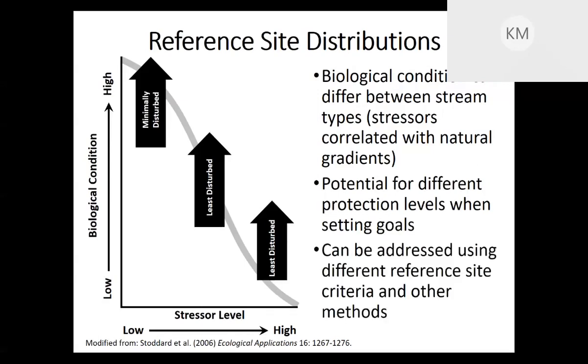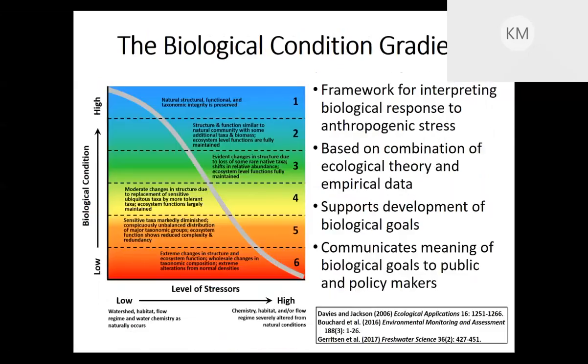There are a number of ways you can get around this, and other states have done this. You can use different criteria for your reference sites, or you can use different statistics. So rather than using the 25th percentile of your reference sites, you could use the 50th, something like that. But we looked into using the biological condition gradient to maybe solve some of these issues.